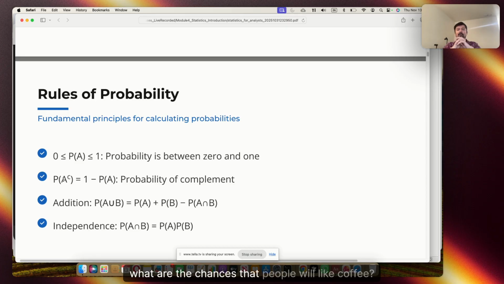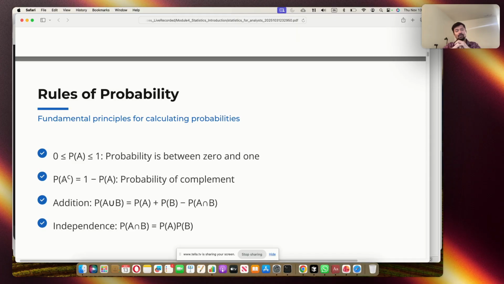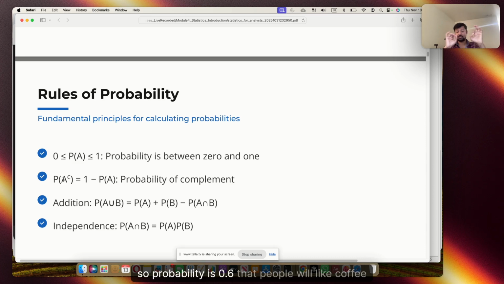What are the chances that people will like coffee? So you will say, let's say, for example, there is a 60% chance, so the probability is 0.6, that people will like coffee, or love drinking coffee. Then there will be chances of people loving drinking tea, let's say, and the chance of people liking tea is 0.5. So 0.6 plus 0.5 is more than 1. But that's not the case.